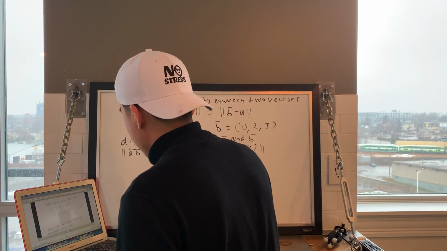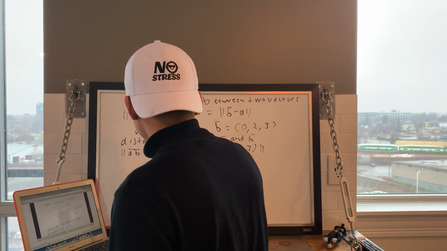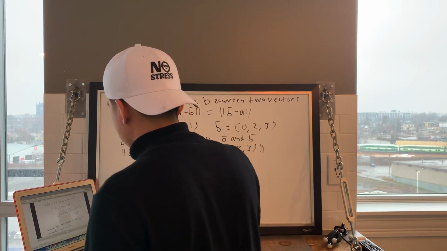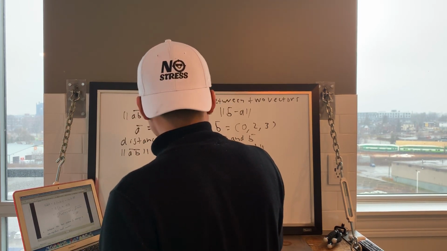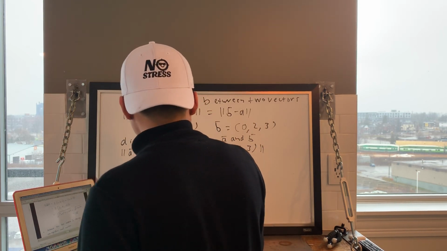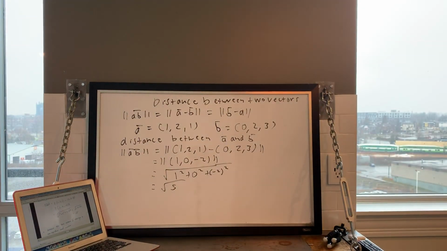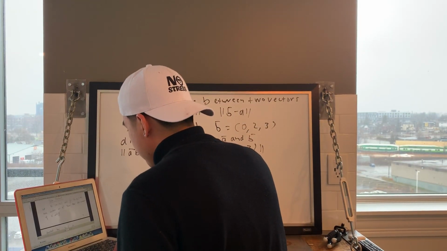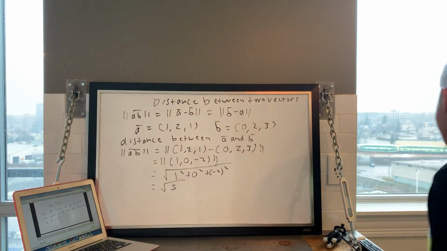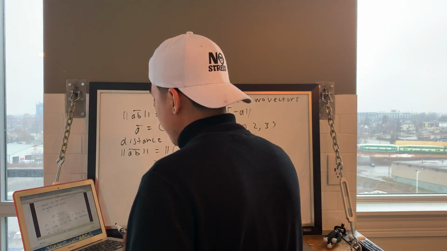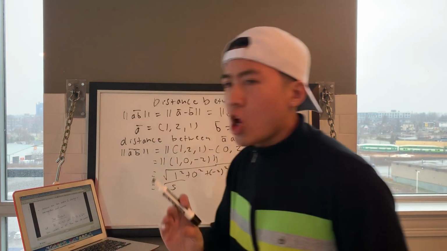So then you get one squared plus 0 squared plus minus 2 squared. And you get root 5 as your answer. That's what you get. That's fine and dandy. And there's a statement we make that the distance between two vectors is always a non-negative real number.